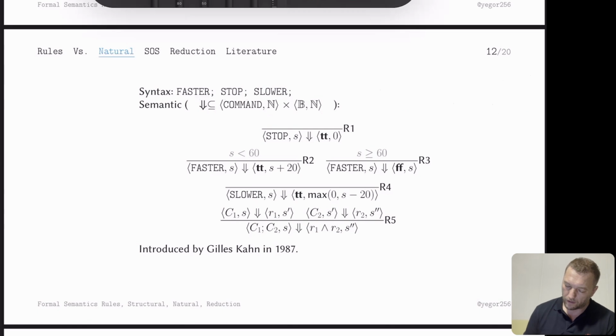The rule number 1, it's an axiom. It's not even a rule, it's an axiom. If I say stop, then the machine immediately says true. This TT means true. So the machine immediately says true, and the speed is 0. Clear. The second rule: if I say faster, and the speed is something, then the machine says true, and the speed goes up plus 20. That's rule number 2.